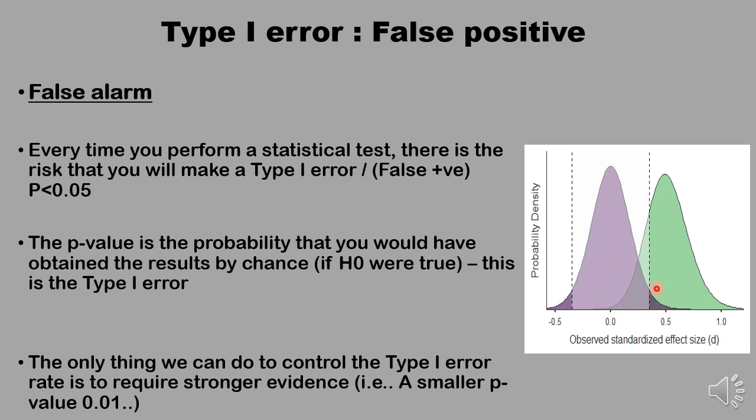So although you can reduce the type 1 error by shifting the line by asking for a smaller probability for a false positive, you would actually increase the possibility of having type 2 errors.